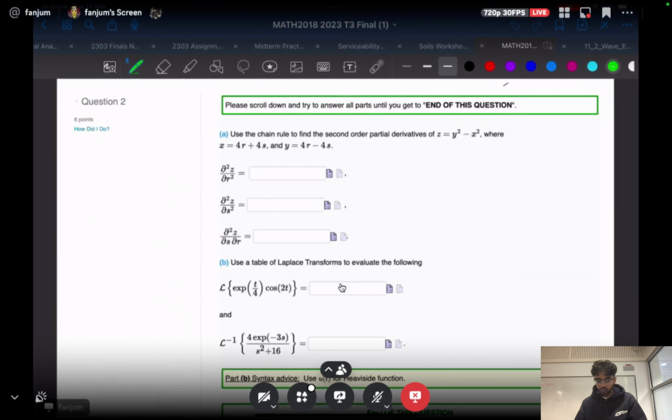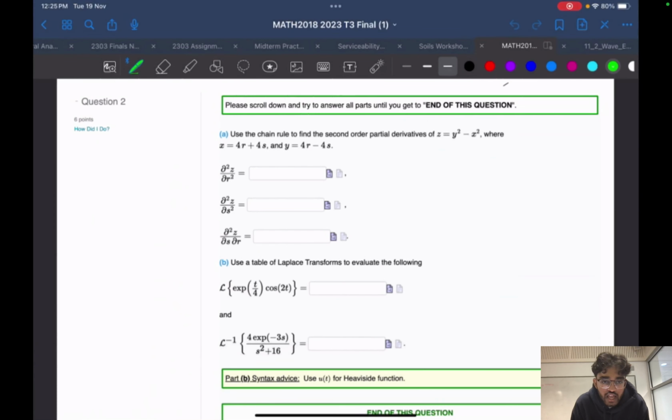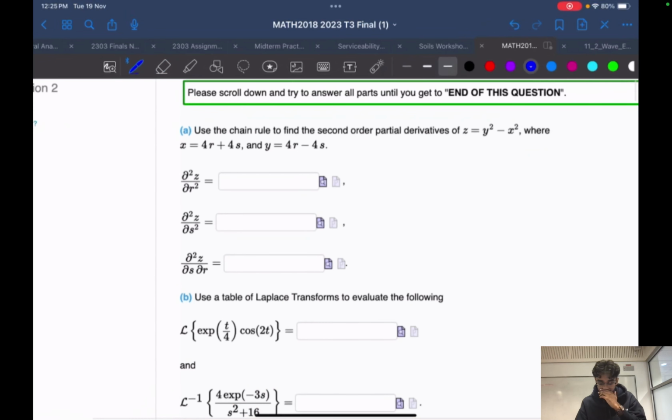Okay. So, for our very first question, we can use chain rule. However, the chain rule is really long, and you're going to have to use product rule at some point. So if you do delta squared z over delta r squared is equal to, I don't even know the formula because it's really long. So what I'm going to do, I'm just going to sub in x and y into our z equation, and then I'm going to use normal differentiation just to differentiate z with respect to r and s.